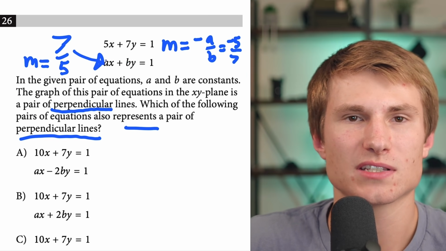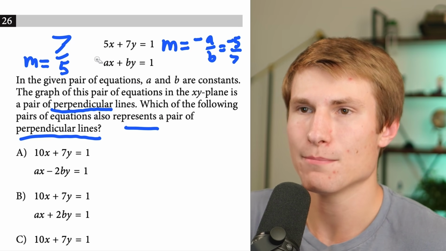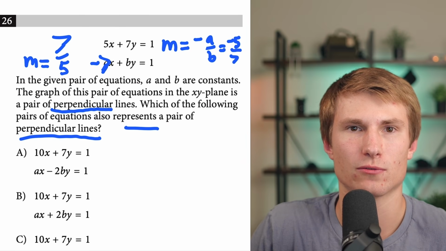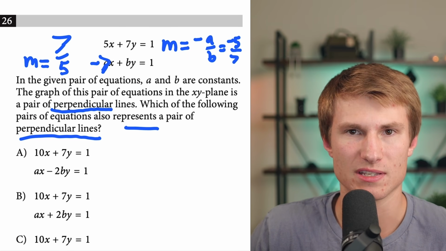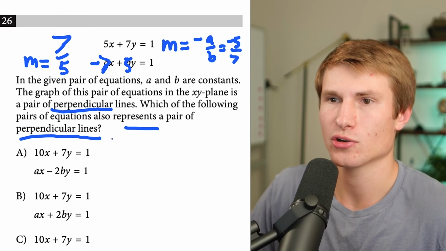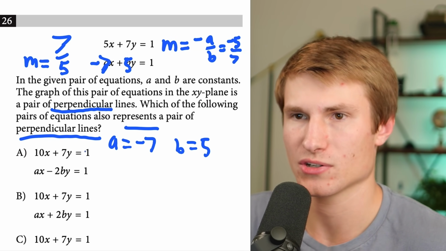All right, well, if that's going to be 7 over 5, we know that our a value must be negative 7. Okay, and the reason we know it has to be negative 7 is because we know that the formula for our slope is negative a over b in this form. Okay, and we know our b value then has to be 5. So I'm just going to go ahead and write that down, that our b value is going to equal 5, because we need to know that in order to solve this.